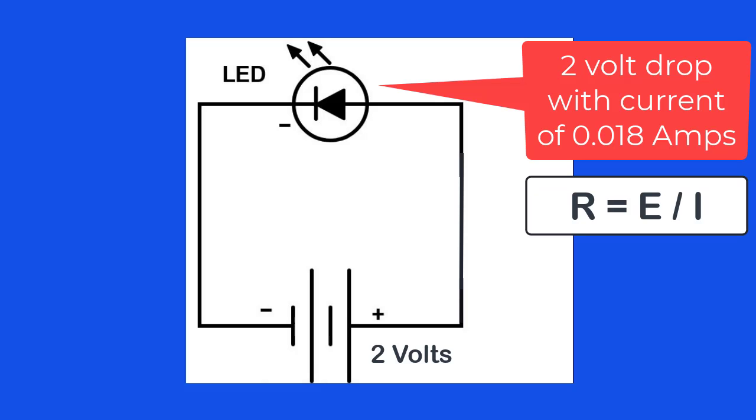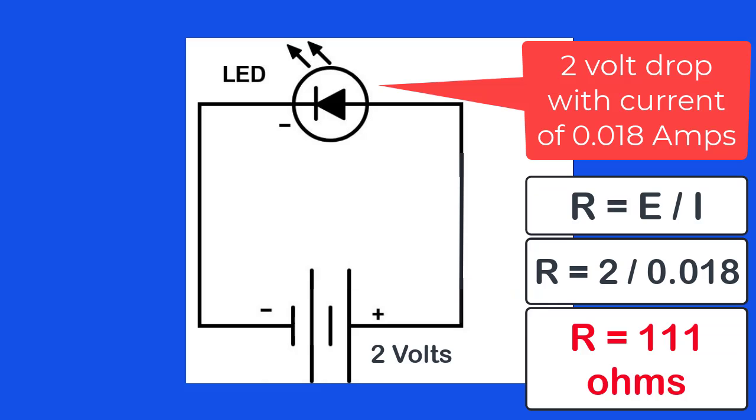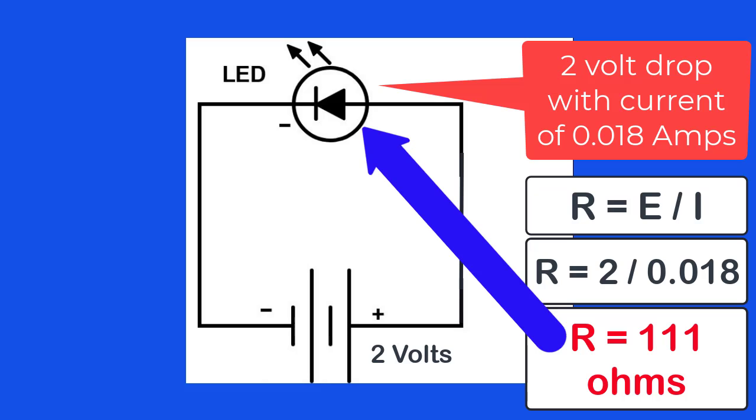Let's try it. R equals E divided by I. R equals 2 volts divided by 18 milliamps, or 18 thousandths of an amp. R then equals 111 ohms. So the amount of resistance this LED is to a circuit is 111 ohms.